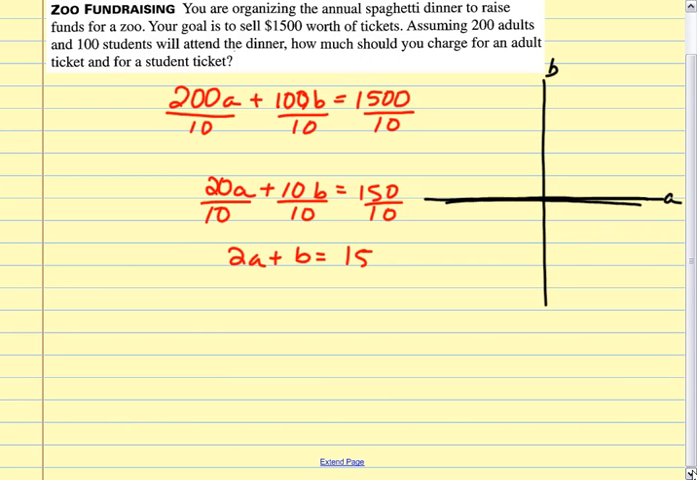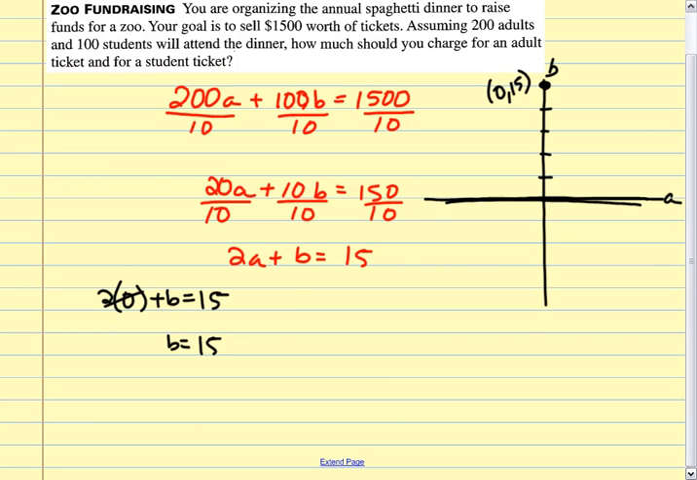Well, let's find the intercepts. If I do 2 times 0 plus B is equal to 15, that's just going to cancel out, and I get B is equal to 15. So the B intercept is 15. I tell you what, let's make this by 3s. 3, 6, 9, 12, 15. So there's the B intercept at 0, 15.